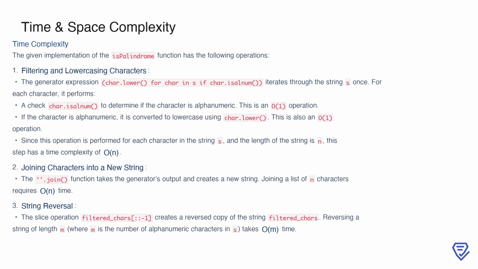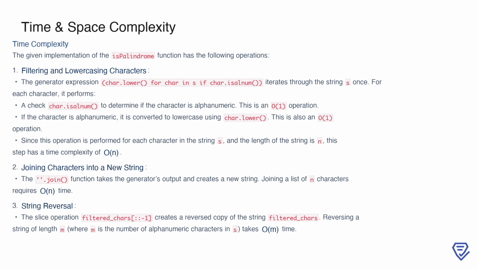To understand the time complexity of the is_palindrome function, let's break it down step by step. First, the operation that filters and lowercases the characters involves a generator expression. This expression iterates through the string s one character at a time, checking whether each character is alphanumeric and, if so, converting it to lowercase. Since both the char.isalnum check and the char.lower operation are constant time operations, the overall complexity for this step is O(n), where n is the length of the string.